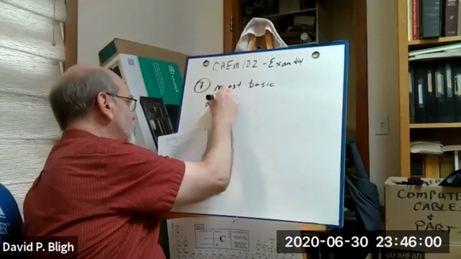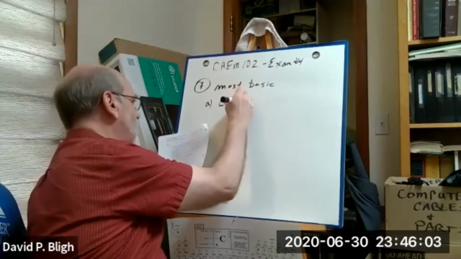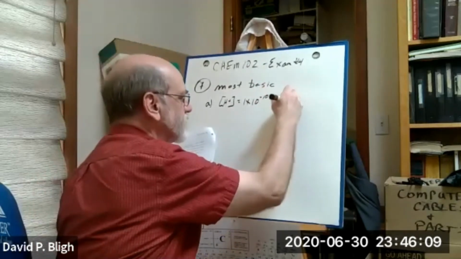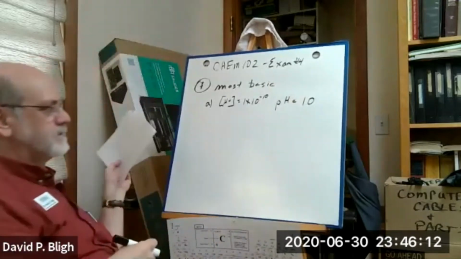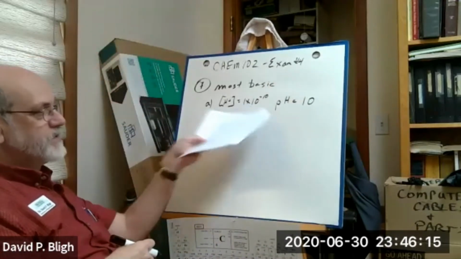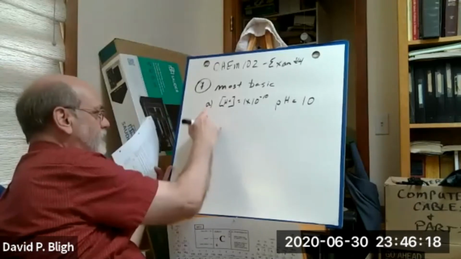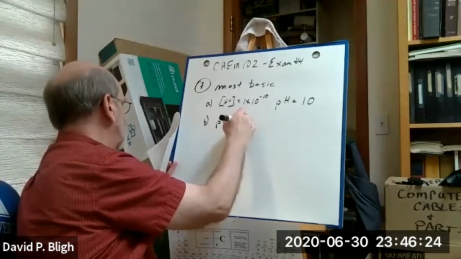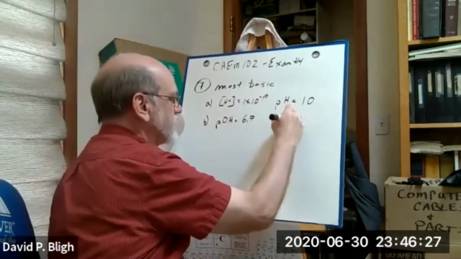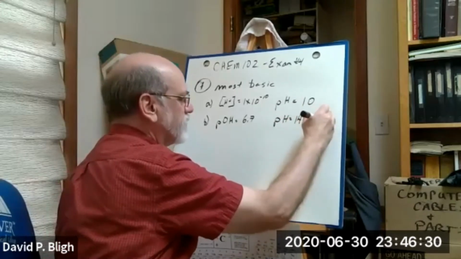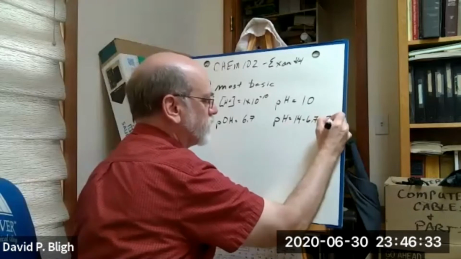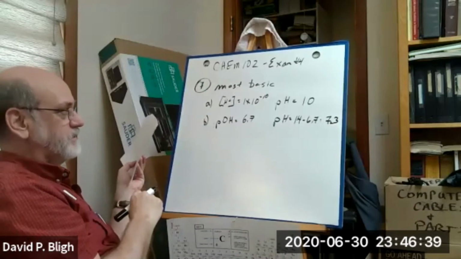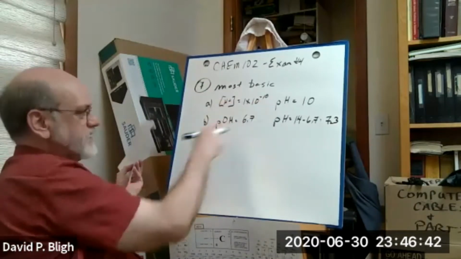So if A is a hydrogen ion concentration of 1 times 10 to the minus 10, pH is equal to 10, right? Negative log of that value is 10. Okay, so what's the next one? pOH is equal to 6.7. pH is equal to 14 minus 6.7, which is equal to 7.3, I believe. Okay, so that's more acidic. So A is still more basic than that one.